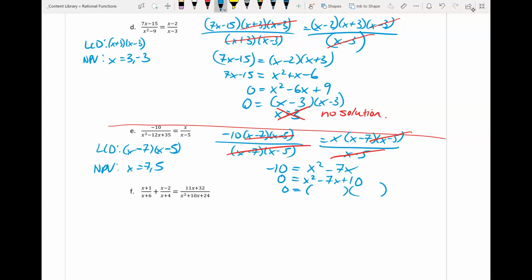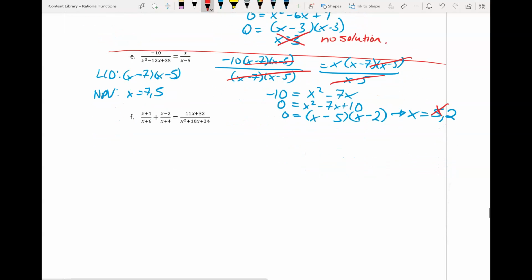So factors of 10 are 5 and 2. You can achieve a positive 10. If we multiply those two together, we can have a negative 7 if we had both a negative 5 and negative 2. So that means we have x, sorry, some arrow here. X is equal to 5 or 2, but we're going to discard 5 because that is an NPV. So it's just x equals 2.